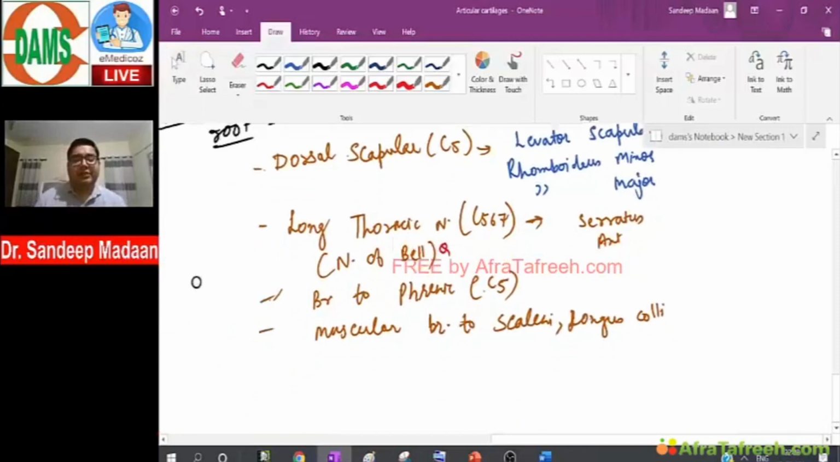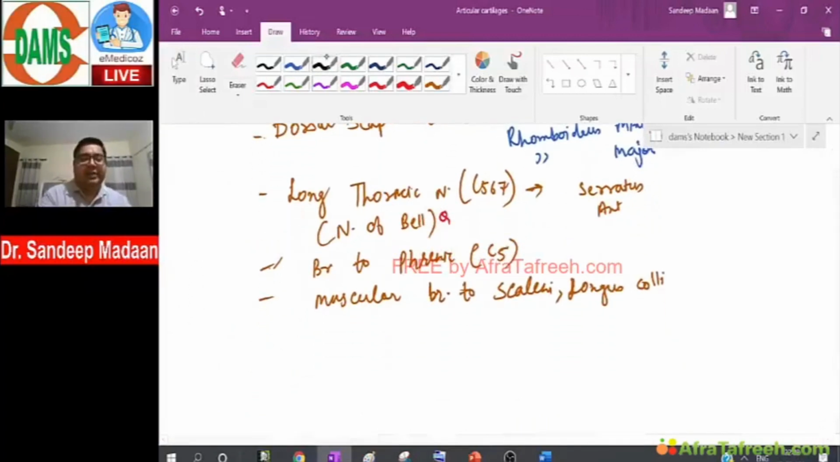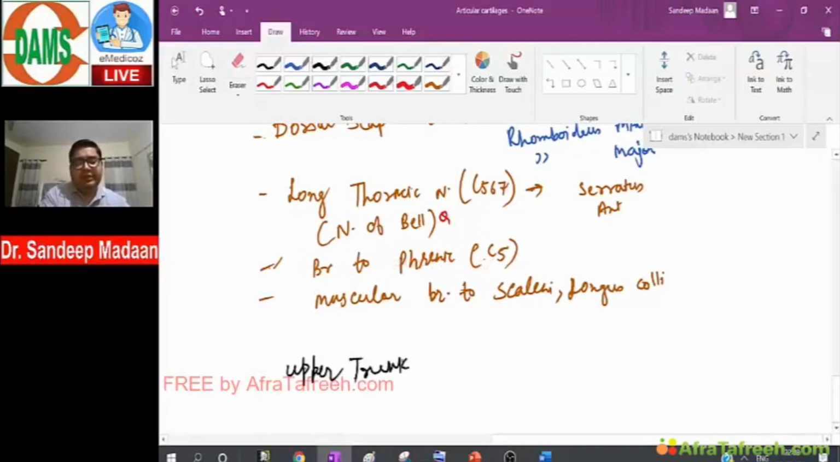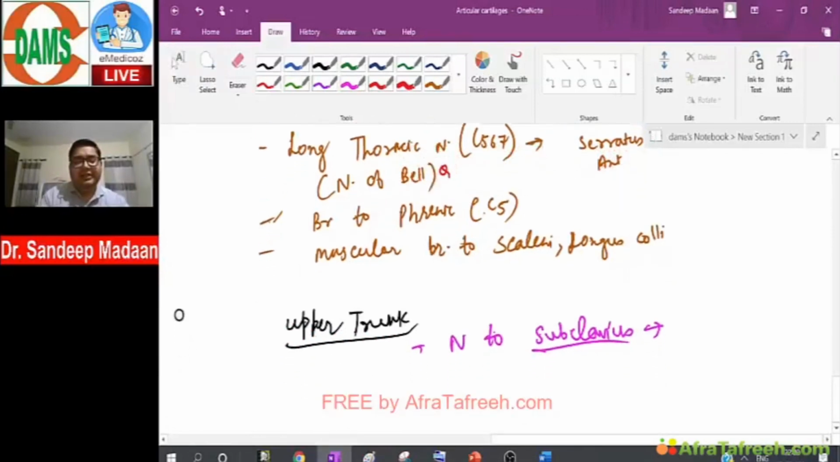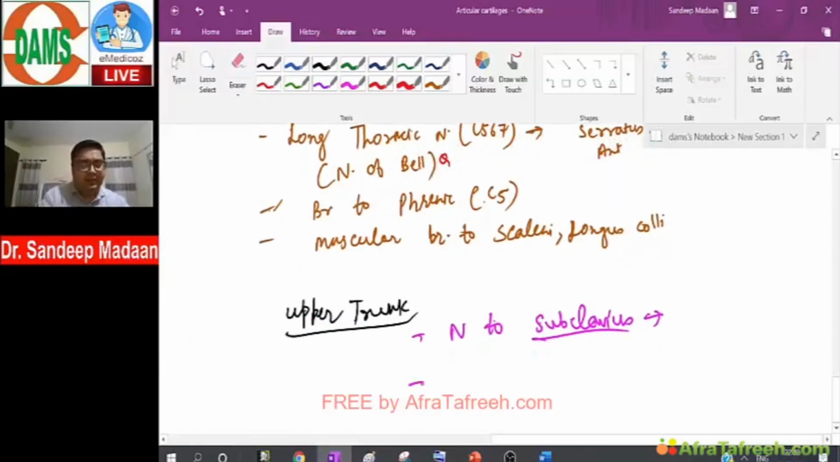What are the branches from the trunk? Only the upper trunk gives branches. What are the branches? First, the nerve to subclavius. That is going to supply the subclavius muscle only, as the name says. Second is the suprascapular nerve.